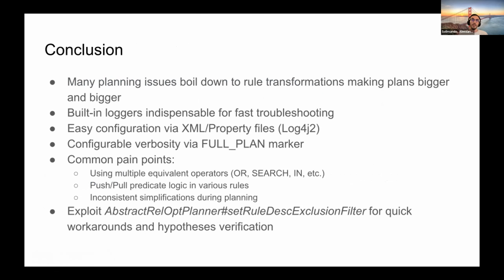So we have seen that many planning issues finally boil down to rule transformations, making the plan bigger and bigger. And we also have seen how the built-in loggers can help you troubleshoot more easily. These logs are configurable via XML or property files for the log4j2 implementation. And they also have a verbosity that can be configured as well.